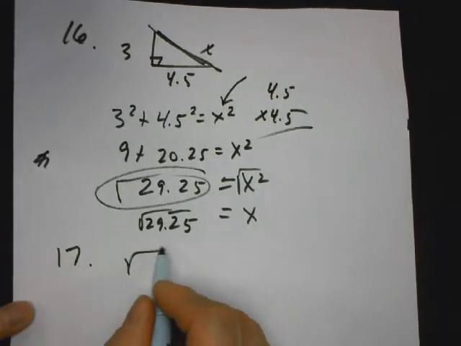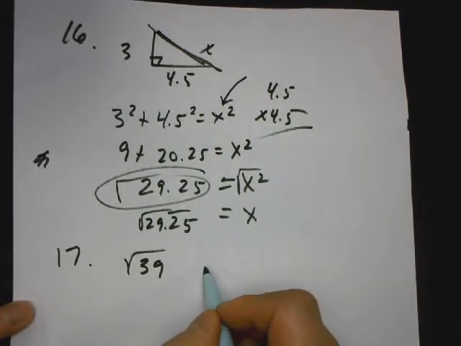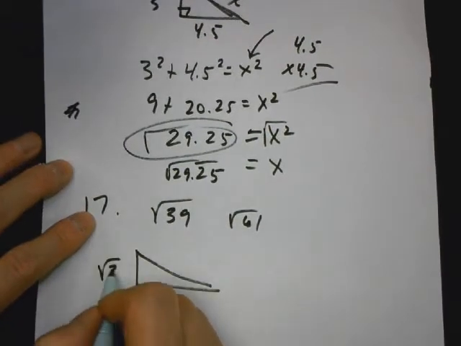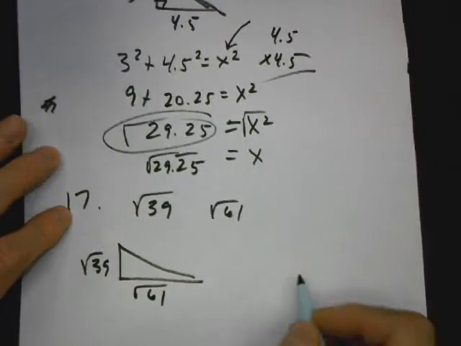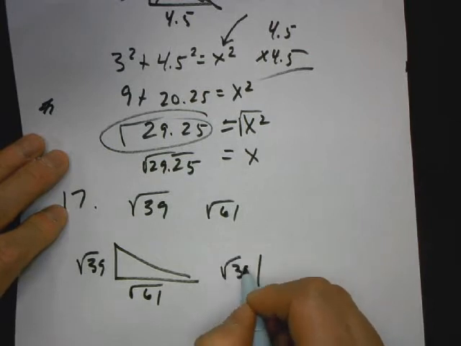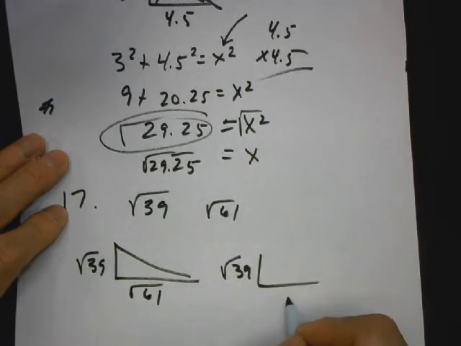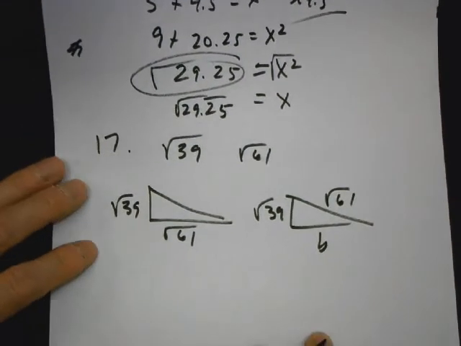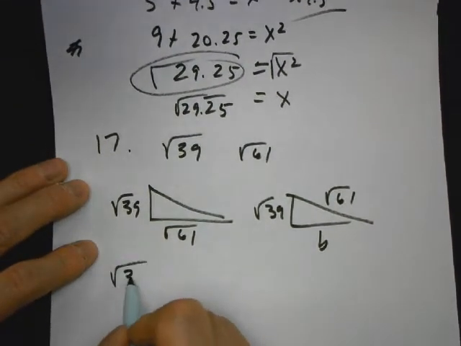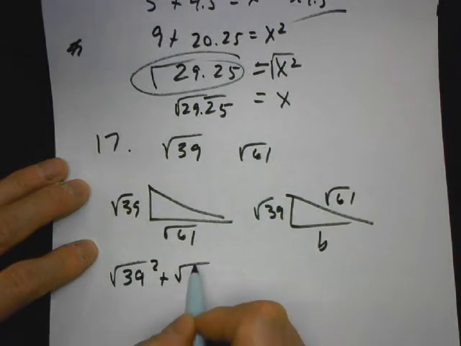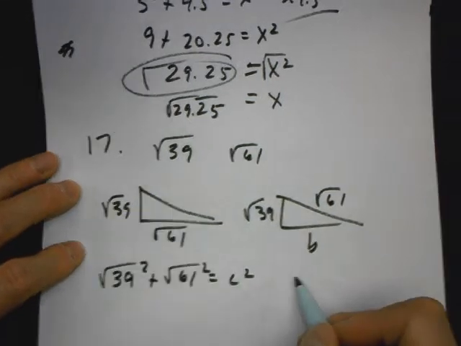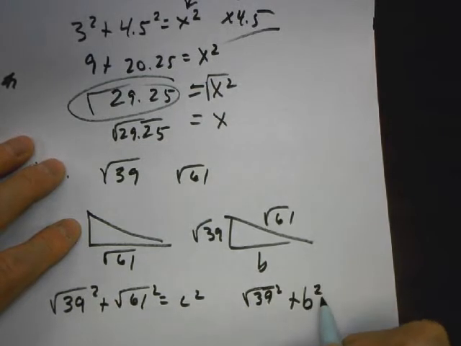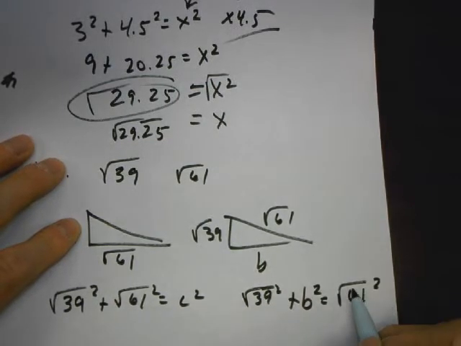17, they give us two sides of a right triangle. This is one side, this is the other side. And the trick is, those two sides can both be legs, or one side can be a leg and one side can be the hypotenuse. So to solve this, you have to set up two equations: a squared plus b squared equals c squared, or a squared plus b squared equals c squared this way.